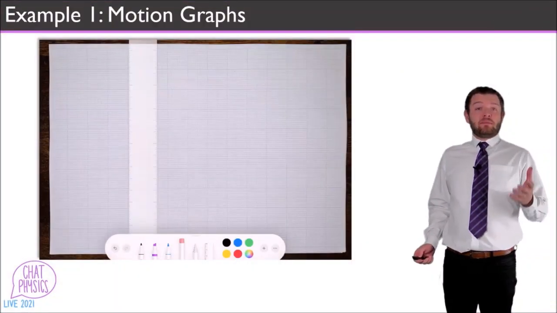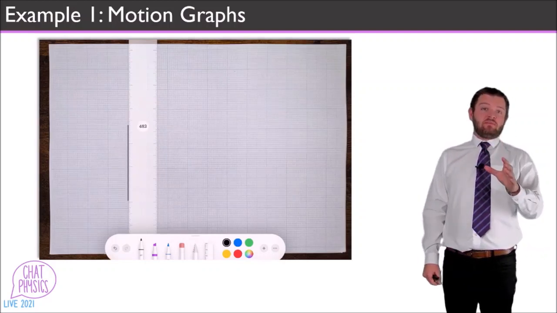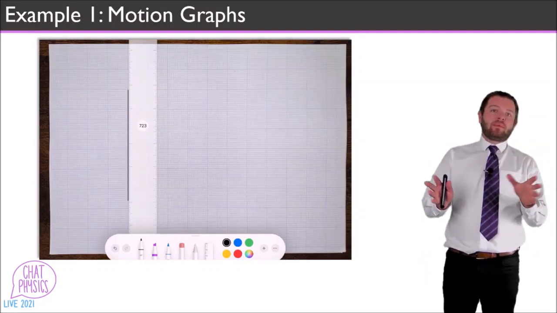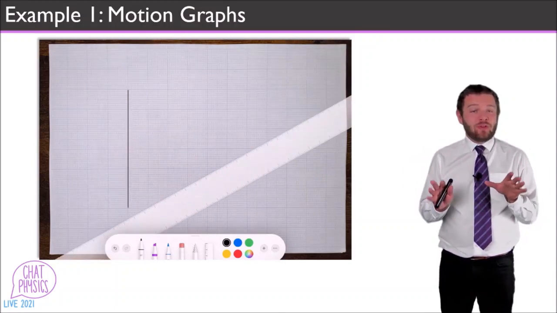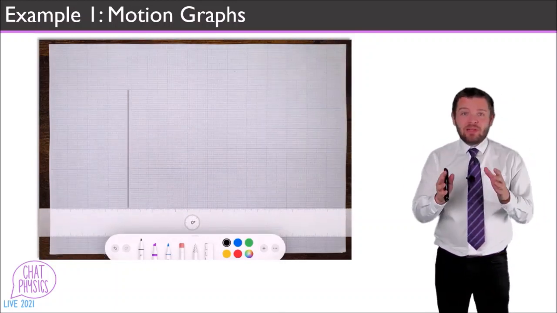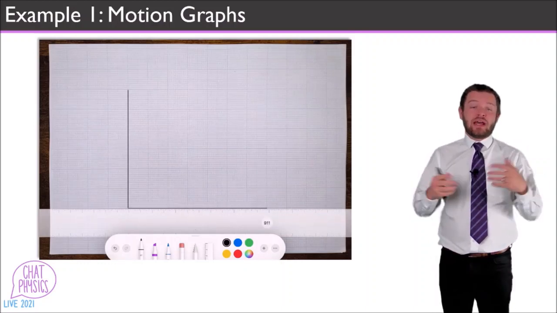My first example of a prototype that I use in lesson is my motion graphs prototype. There's always been a debate about how to teach motion graphs to students, and it's not a debate I'll be able to weigh in on in this video. However, I do believe that starting with a clear prototype alleviates a lot of the confusion further down the road.